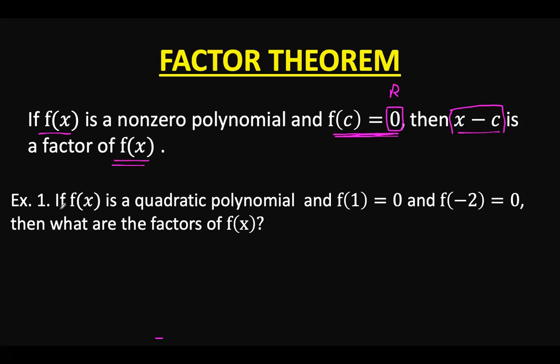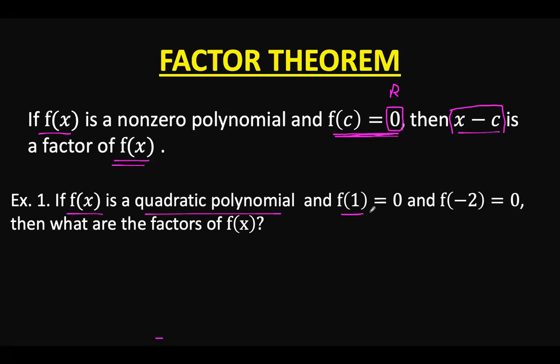Okay, example number 1, if f of x is a quadratic polynomial, okay, and f of 1 is equal to 0, and f of negative 2 equals 0, then what are the factors of f of x? Ayan. So, si f of x ay isang quadratic polynomial. When we say quadratic polynomial, it is a polynomial with a degree of 2. Okay? The highest exponent is 2. A polynomial with degree of 2.